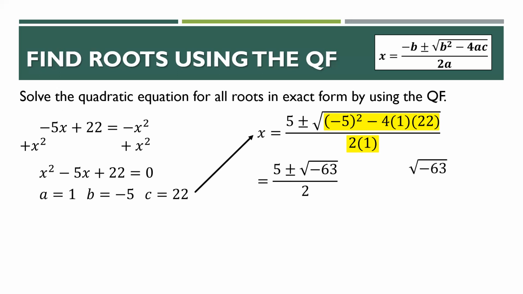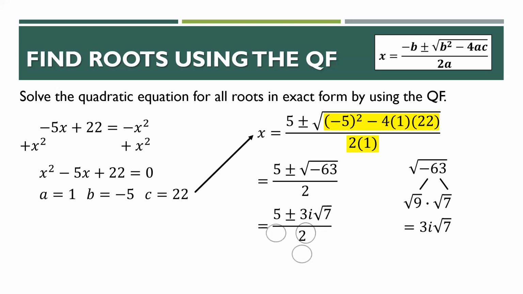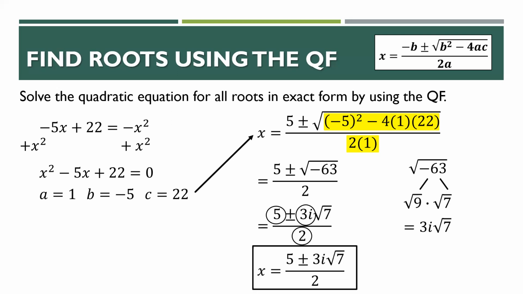I can simplify the square root of -63. I know I'm going to get imaginary because it's a negative number that we're taking the square root of. But 63 also breaks down into the square root of 9 times the square root of 7. So my final simplified answer for that would be 3i times the square root of 7. So I'm going to replace that square root of -63 with the 3i square roots of 7. Here it is. Checking these three numbers to see if there are any common factors. There aren't between 5, 3, and 2. So this is my final answer written in exact form.